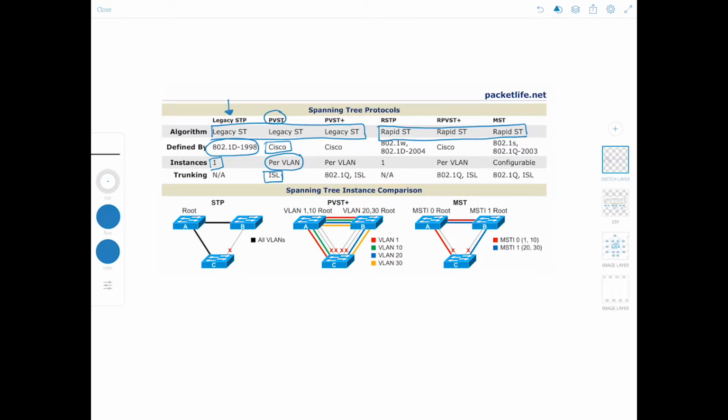So let's move on. PVST Plus is effectively the same as its predecessor PVST, but it also uses 802.1q encapsulation. So again, this is Cisco proprietary and then per VLAN instances, but now this one is added, 802.1q encapsulation.